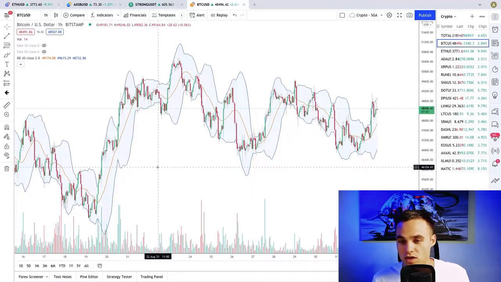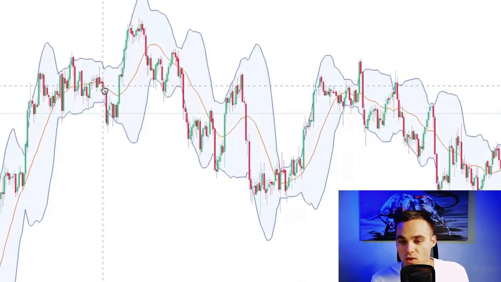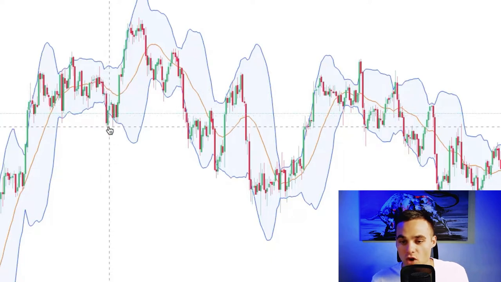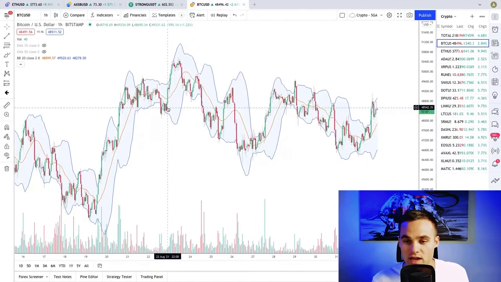Now, how does this work? Well, it's pretty simple actually. Since we know that we're only taking buy trades, we're going to enter when we see a candle go in below the lower Bollinger Band, and we're going to wait for a bullish candle coming out of the Bollinger Bands. Once we get a bullish candle that closes above the Bollinger Bands, then this is where we're going to enter the trade, okay?